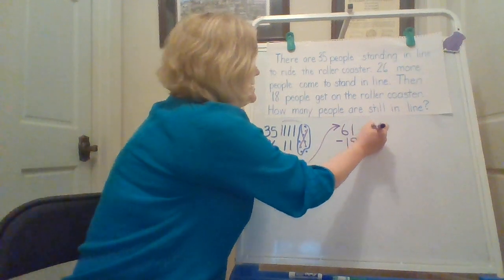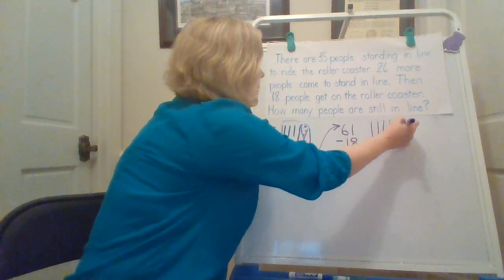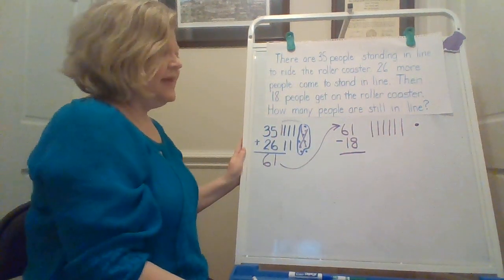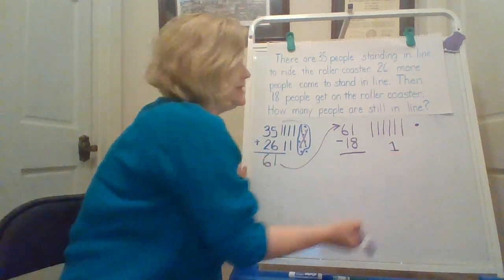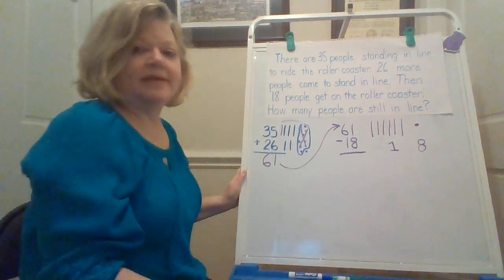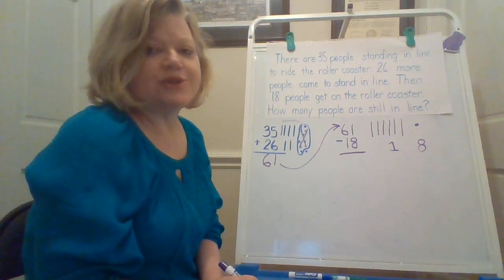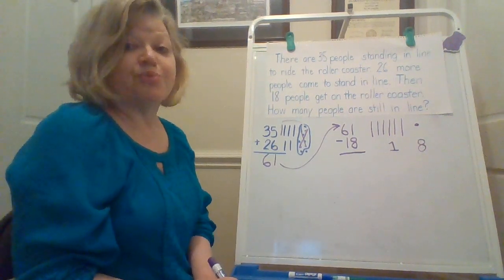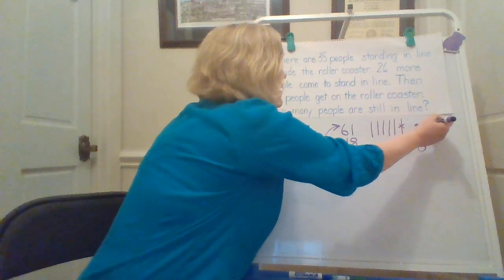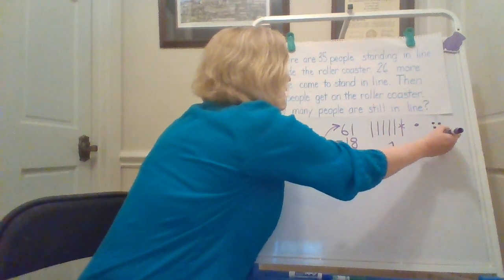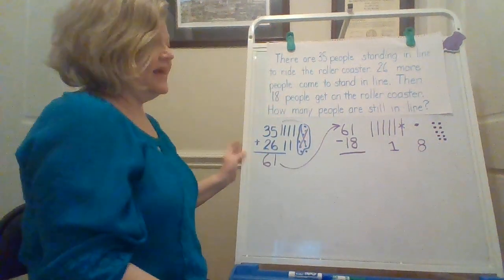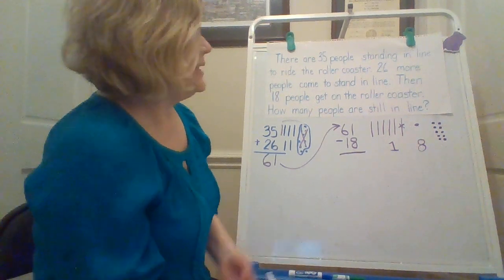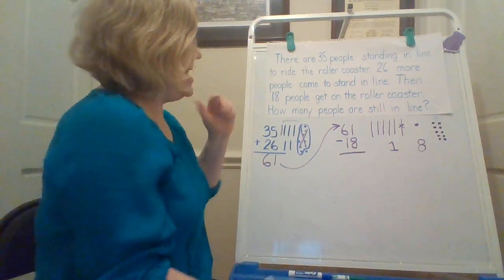I'm going to represent 61. I'm going to count 1, 2, 3, 4, 5, 6. And I need to take away 1 ten and 8 ones. You know what? I bet you all could do this on your own right now because you know what we're going to have to do. We're going to have to break a 10. And there it is. 10 plus 1 is 11. Now I have enough to be able to take away 8.